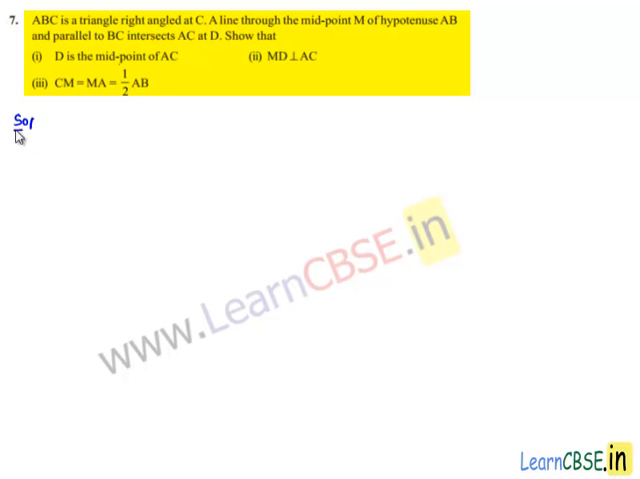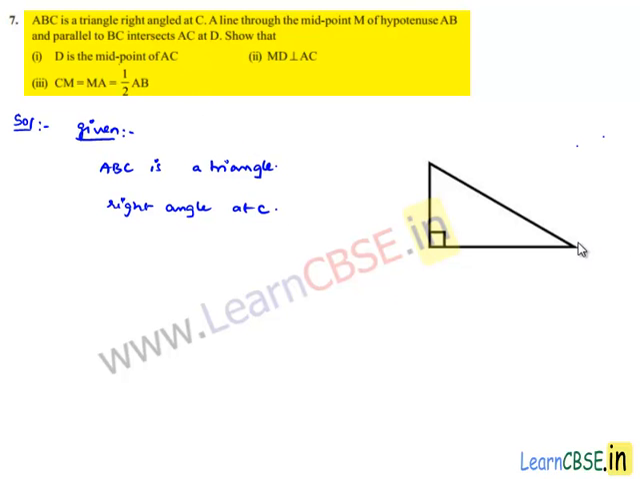Now moving on to the solution. Given that ABC is a triangle, right angled at C. Now here let ABC be the given triangle according to the given information. He says that M is a midpoint of hypotenuse, let it be here, and he also says that a line through midpoint M of hypotenuse AB is drawn parallel to BC. That means let us assume that a line passing through M and parallel to BC, and he says that it intersects AC at D. This is the required figure for us.